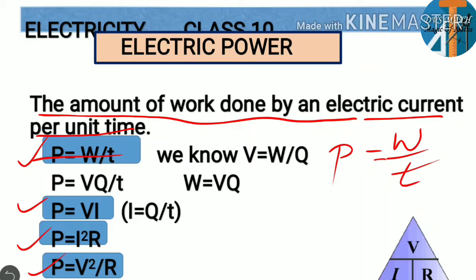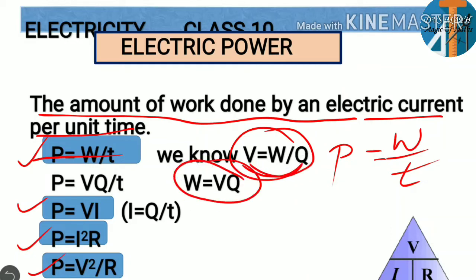But remember, in the previous session we discussed voltage, or potential difference. What is that formula? V is equal to W by Q. But I need the value of W, right? So W means we cross multiply. So W is equal to VQ.